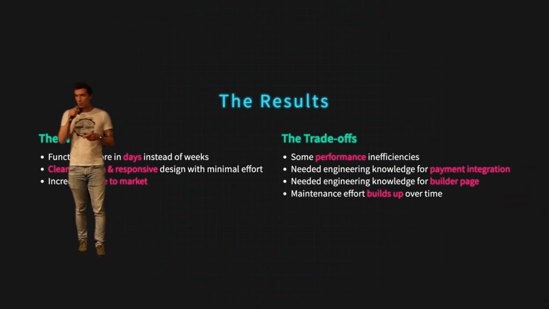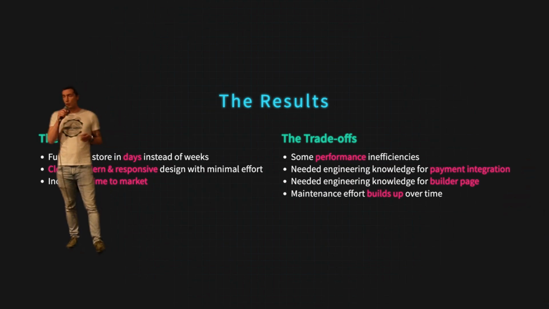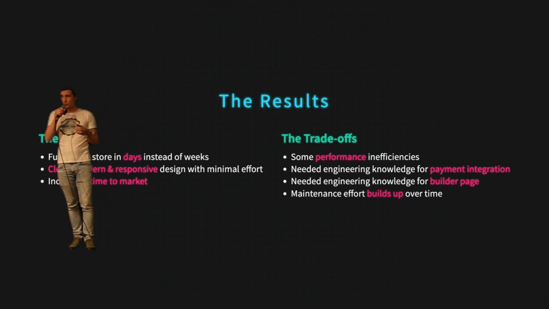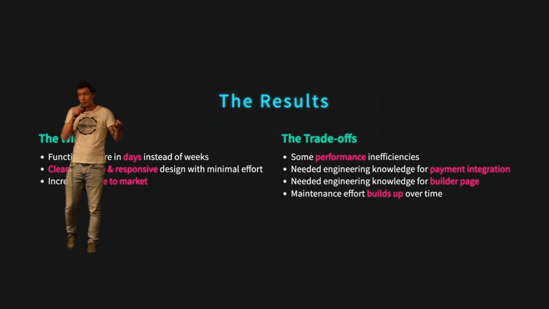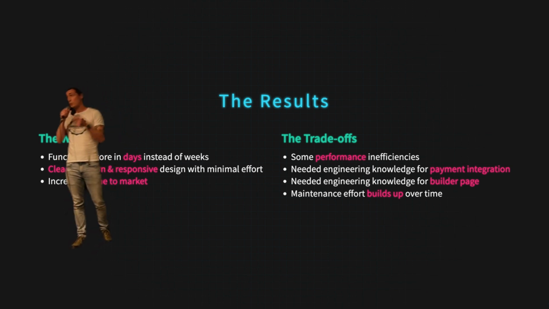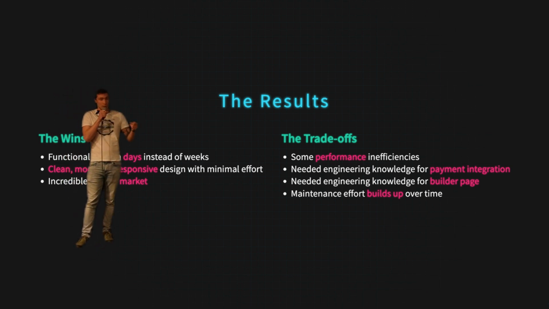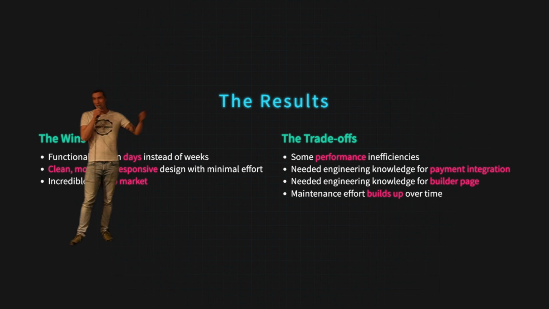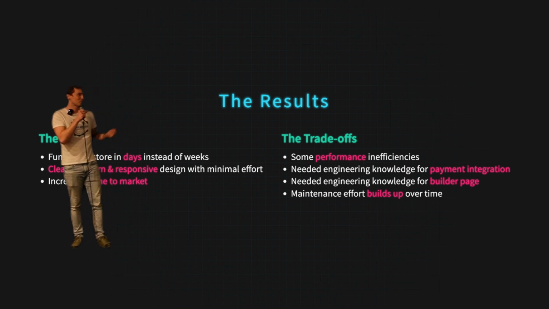So what were the actual results of all this vibe coding with the e-commerce store? For the wins, we did have a functional store in days instead of weeks. And when I say functional, it's not in production, but it is functional. We achieved a clean, modern, and most of all, responsive design in just a few days, and that was amazing. It reduced time a lot. And if we had moved into production, if we had time to do it, but we still don't have time to do it, we would have achieved an incredible time to market.